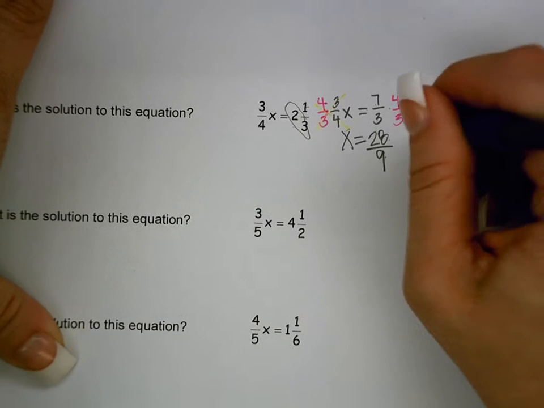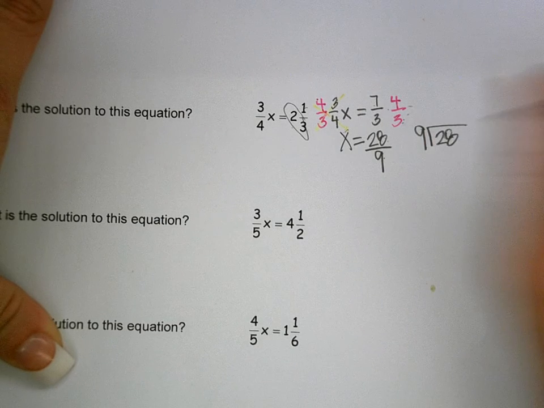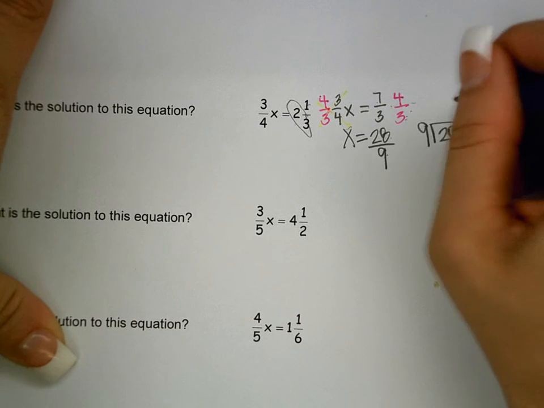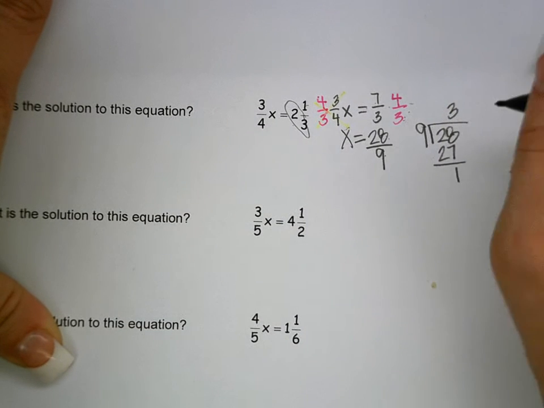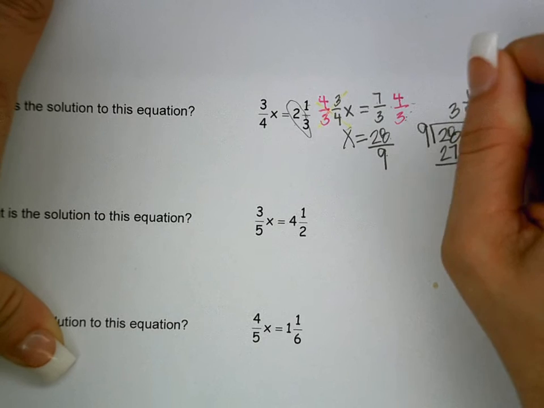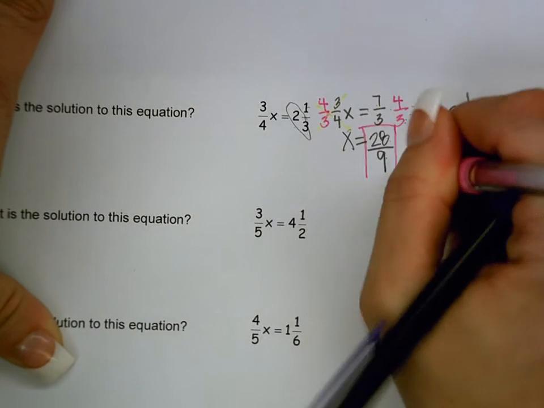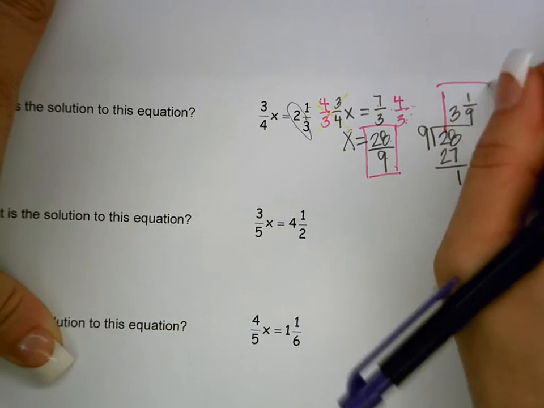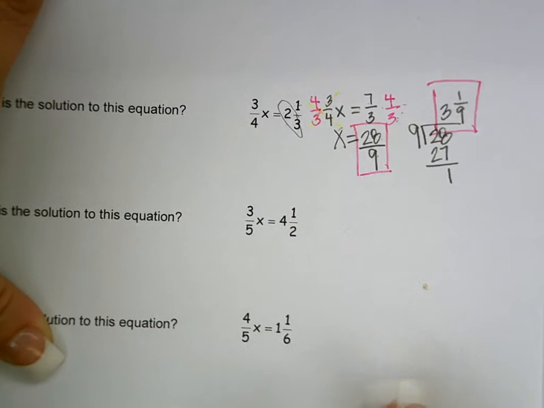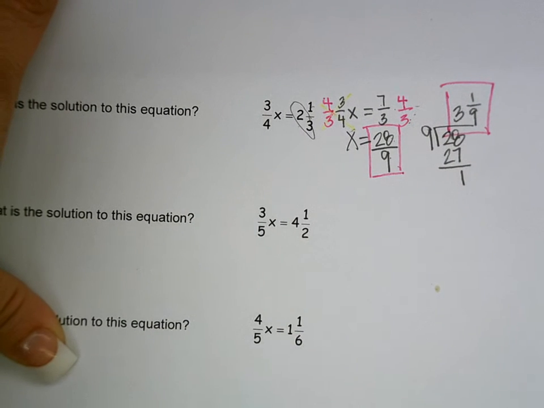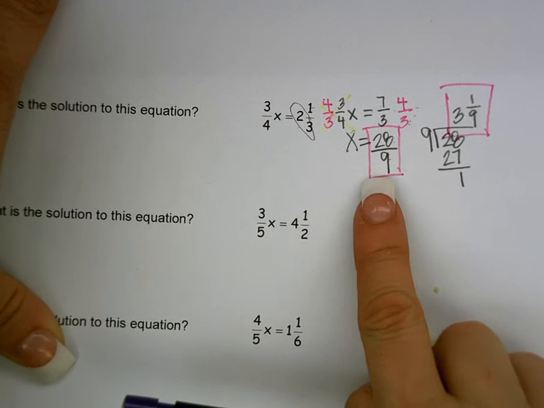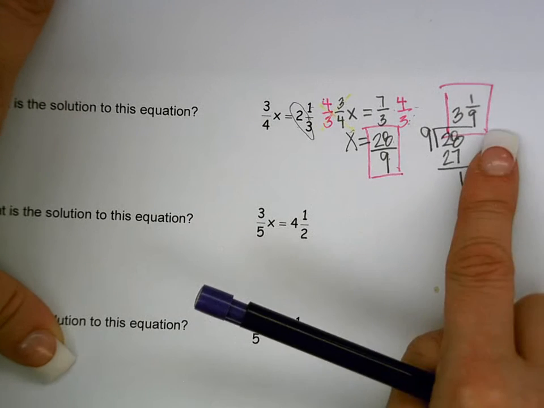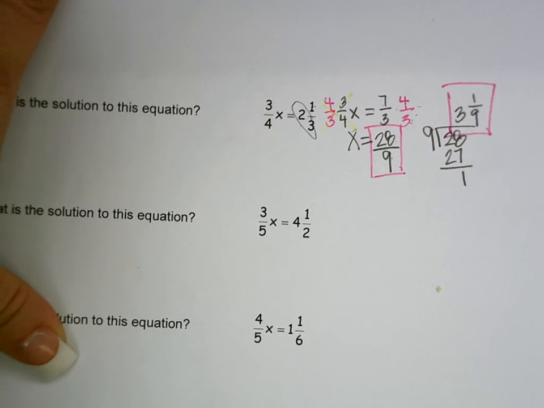So turn on its side and divide the 9 into 28. How many times does 9 go into 28? 3 times. 3 times 9 is 27, so you have a remainder of what? 1 over 9. So I would be okay with 28 over 9 or 3 and 1/9. Okay, those are equivalent to each other. I am okay with the improper fractions, but on your test, sometimes they'll give you improper fractions, sometimes they'll give you mixed numbers. So I just want you to be able to change them if you have to.